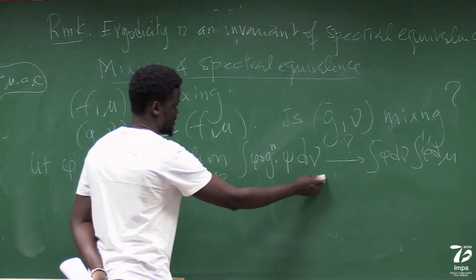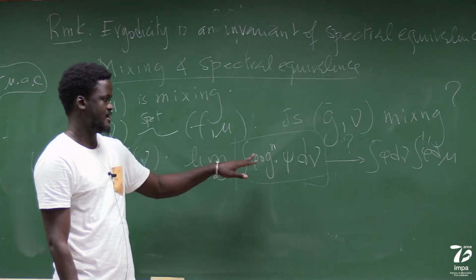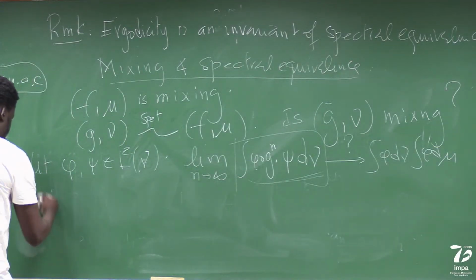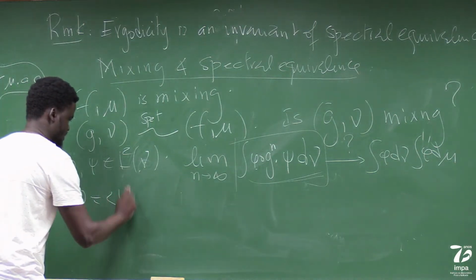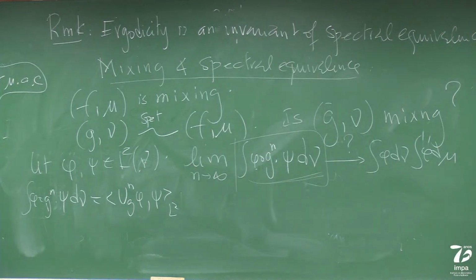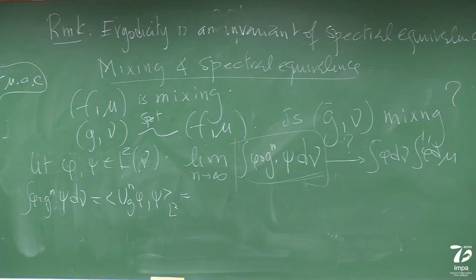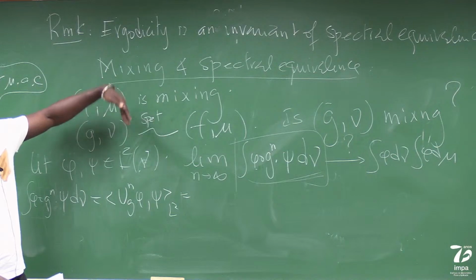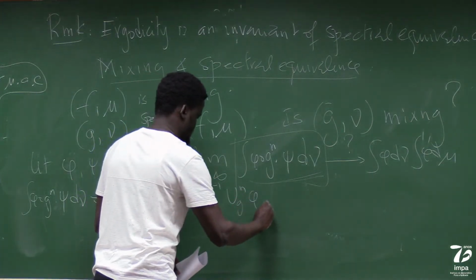Now see that this quantity is just the inner product between two functions in L2, and this one is just the iteration of the Koopman operator, so the integral of φ composed with Gⁿ times ψ dν is just the inner product of U_G^n φ and ψ in L2. You can use the fact that the operator L is unitary. Since you suppose spectral equivalence, there's an operator L that conjugates the two Koopman operators, and that operator is unitary. So you can put L⁻¹ U_G^n φ and L⁻¹ ψ.